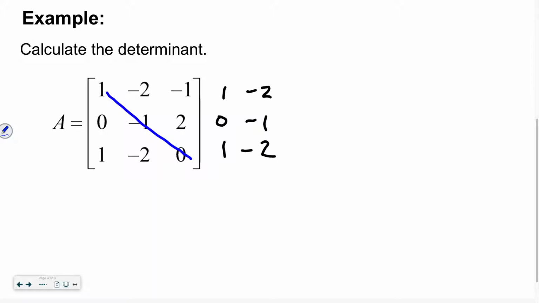So 1 times negative 1 times 0 is 0. I just write that right under the diagonal, plus negative 2 times 2 times 1. Negative 4, plus, I love any diagonal with a 0 in it because it's 0. And so that makes it real easy. I just add those up and I get negative 4.